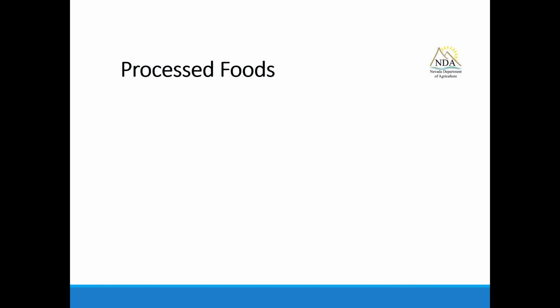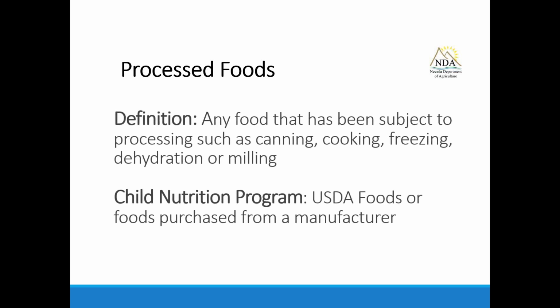We also use a lot of processed foods in the school nutrition arena. And by definition, a processed food is any food that has been subject to processing, even as simple as canning, cooking, freezing, dehydration, and or milling. So in the child nutrition programs, these are our USDA, also known as commodity foods, or any foods you're purchasing from a manufacturer.